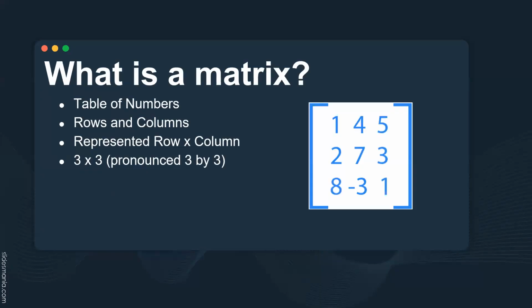What is a matrix? It's essentially a table of numbers. So we have rows and columns of numbers, and we normally represent a matrix by its dimensions, so the number of rows multiplied by the number of columns. For example, the picture we have here is a 3 by 3 matrix because we have 3 rows and 3 columns.